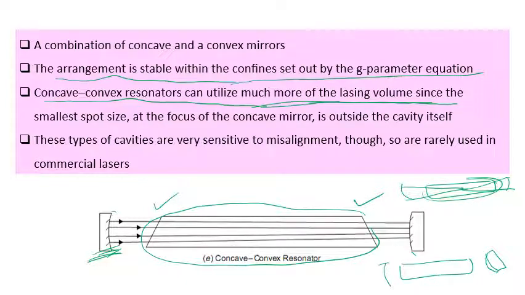Okay, so what will happen here? It will pass like this, misaligned completely. And this type of arrangement is very rare to use, even though it satisfies the g parameter, but it's rare due to certain reasons. But when the gain of the medium is very low, then we can consider this kind of configuration to utilize the maximum volume. But to align it is a hell of a job then.